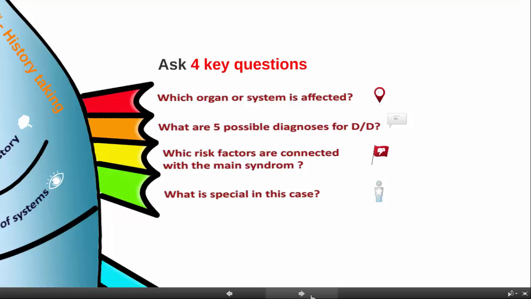Always try to evaluate risk factors in any case. This is mandatory according to evidence. And the last question, what is special? What is so specific in this case? Usually we have to clarify the specificity of the case, and sometimes it is a clue for your proper diagnosis.